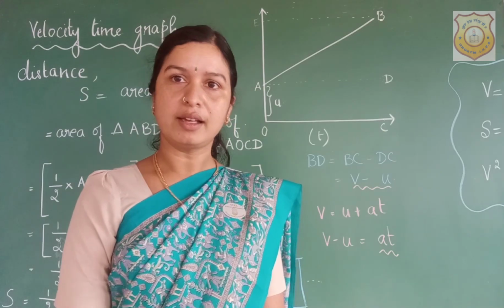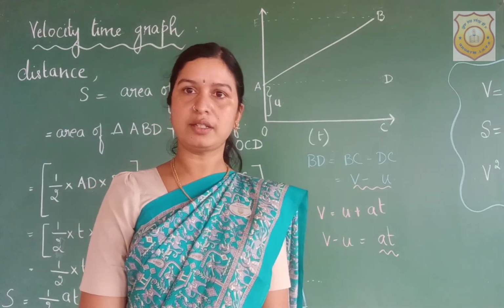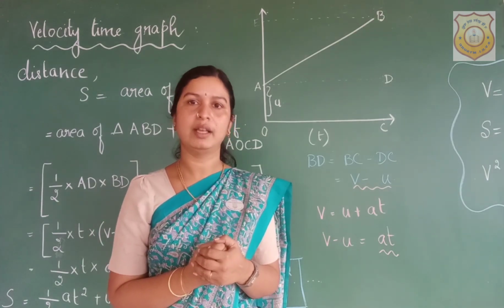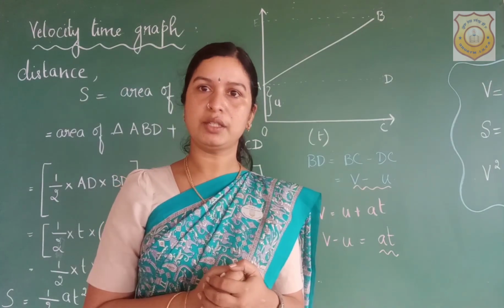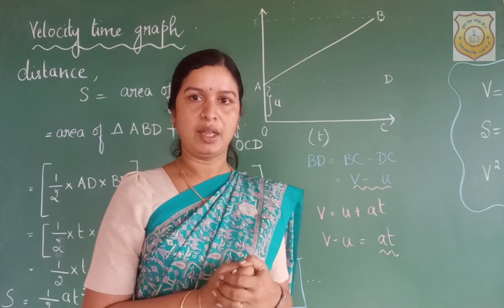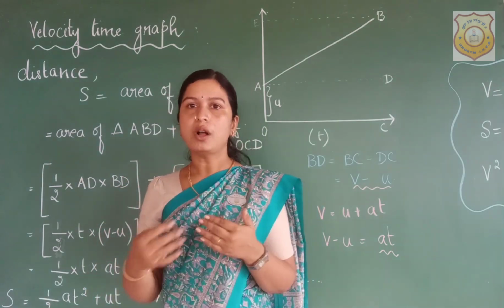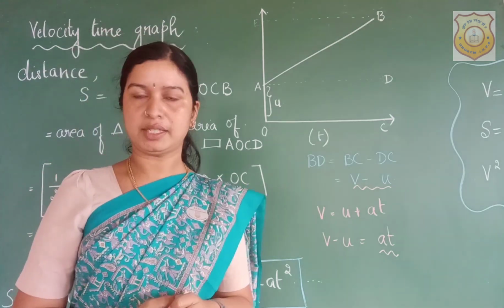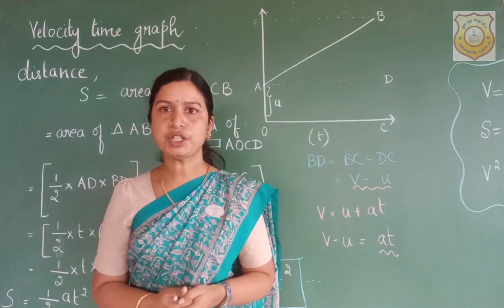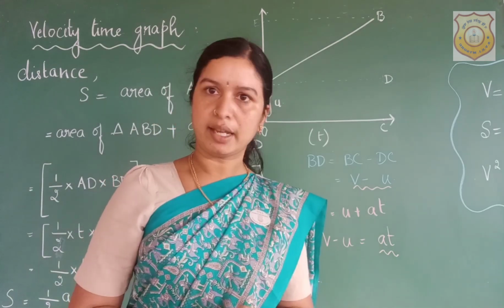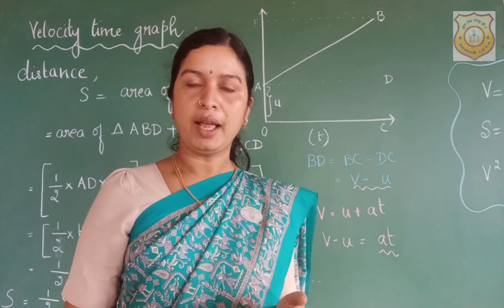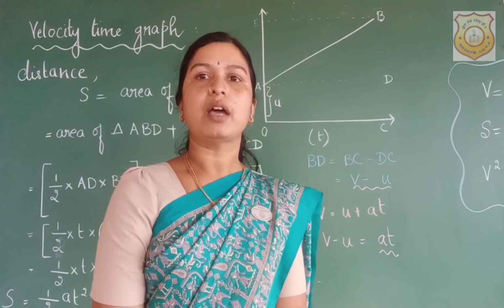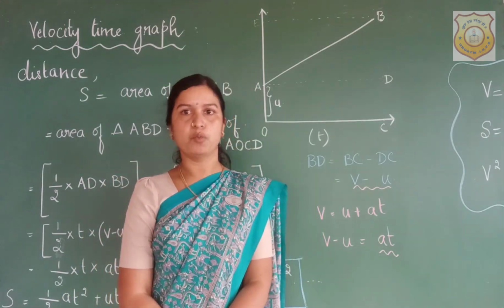In the last class, you remember we derived the first equation of motion. What is the equation? Yes, V minus U equal to AT. And as I told you, for all the three derivations, we will be using the velocity time graphs. And for the first equation, we calculated the acceleration, we found the slope, and then finally we arrived at the equation. Now today we are going to derive the second equation of motion.